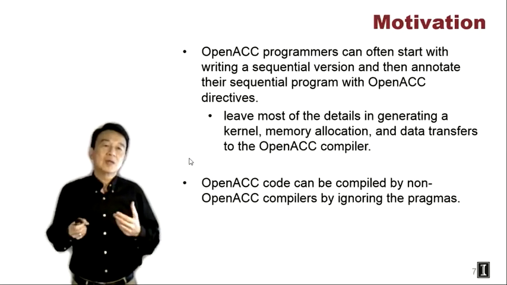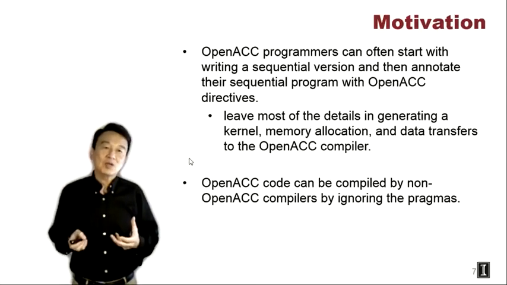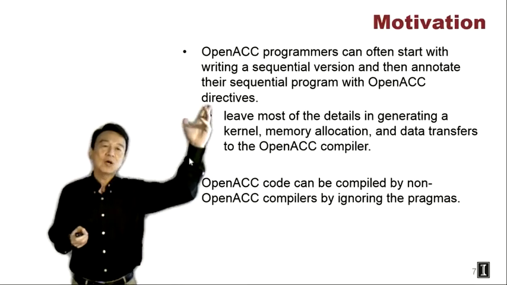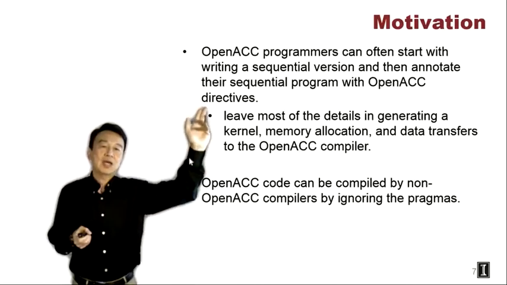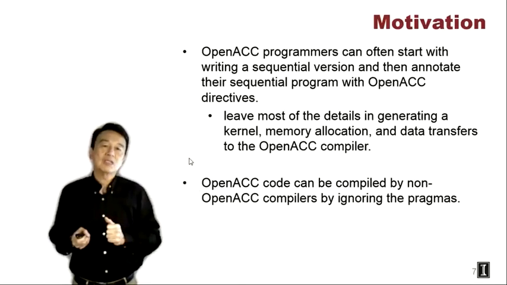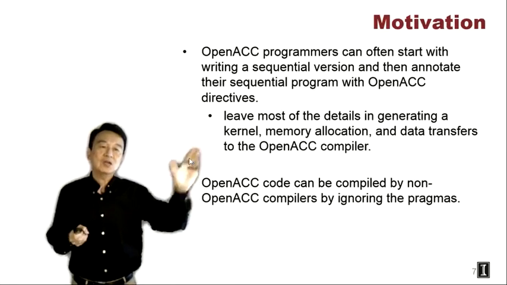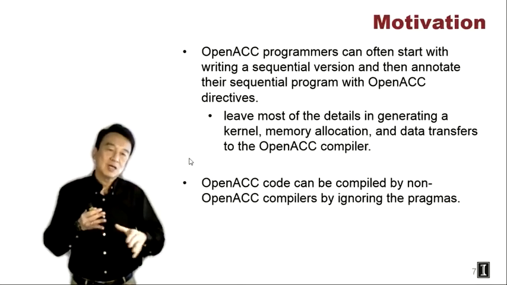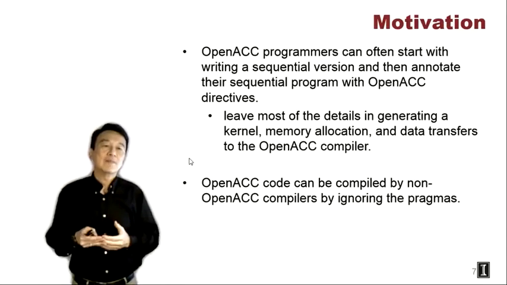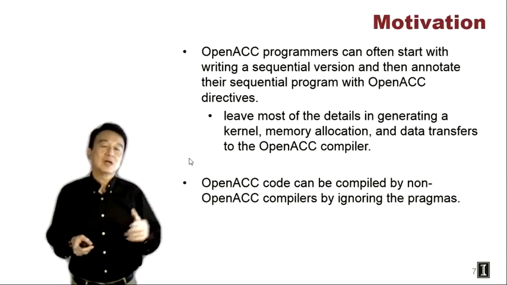So the main motivation for OpenACC is that OpenACC programmers can often start by writing a sequential version, and oftentimes they already have a sequential version of the code. So then they can just annotate their sequential program with OpenACC directives and leave most of the details of writing the code to allocate device memory, transfer data to device memory, and launch kernels and so on to the compiler. So this reduces a lot of the tedious work involved in writing parallel code.